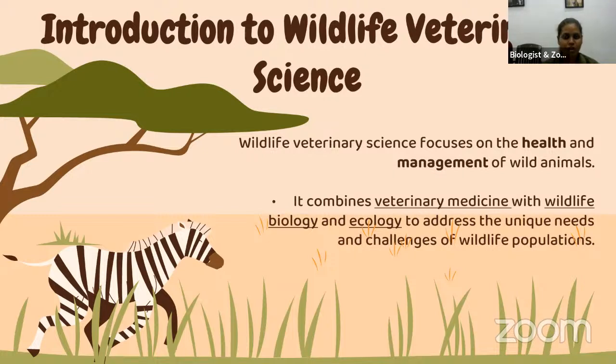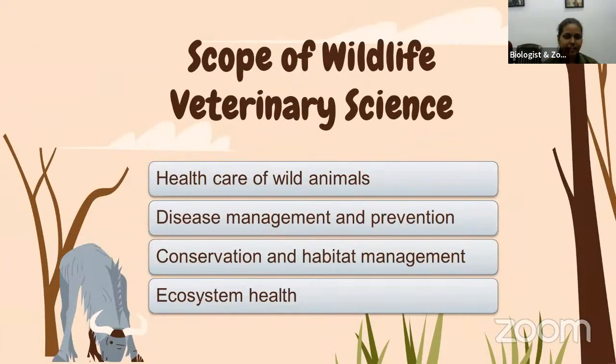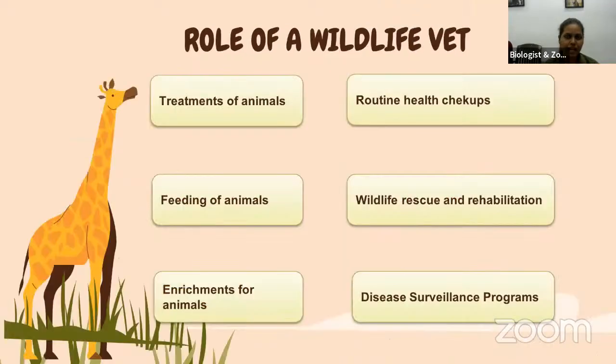So what we do in this, we'll be learning today. So scope, what is it needed for? The healthcare of wild animals comes under wildlife scope, the disease management and prevention, conservation of habitat management, and ecosystem health. So these are the things that we'll be learning about. Then once you know wildlife veterinary science, you know there has to be a wildlife vet. So what is the role of wildlife vet in any organization?